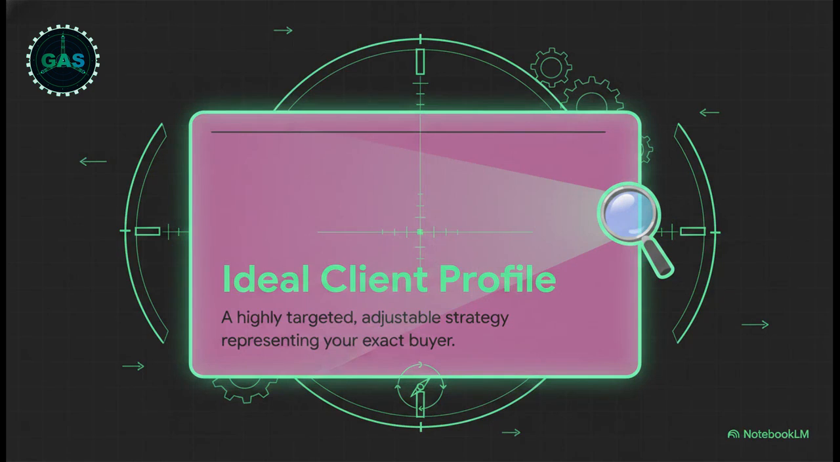But before we deploy any of that outreach, we have to clearly define our target. Enter the Ideal Client Profile, or ICP. Think of your ICP like a sniper scope or a directional compass for your business. It is absolutely not some static document you write once and forget about in a drawer. It's a highly targeted, totally adjustable strategy that represents your exact buyer. And, it requires constant, rigorous calibration based on actual real-world market feedback.